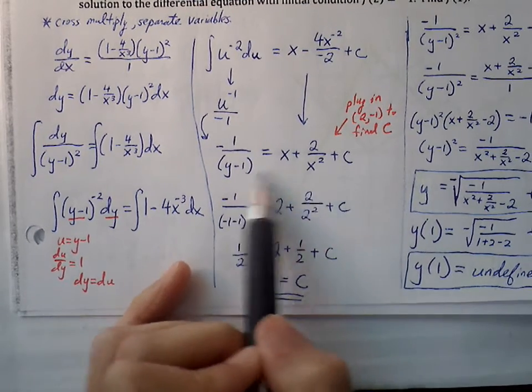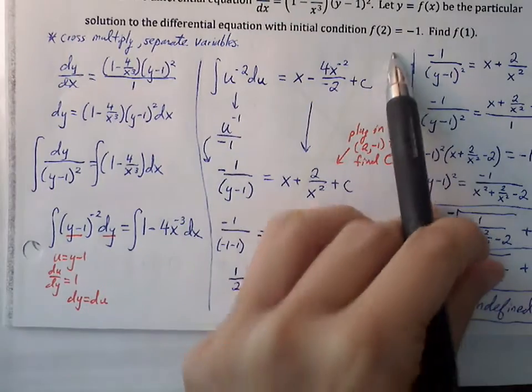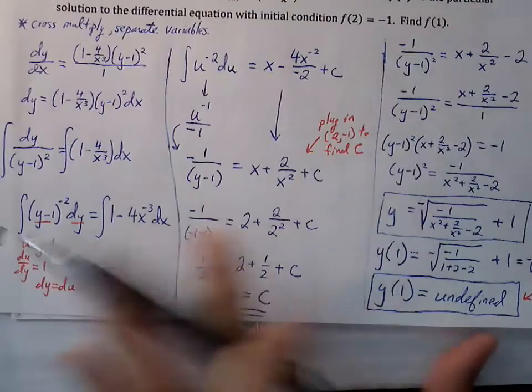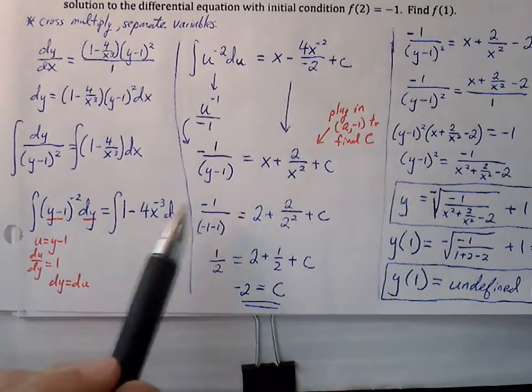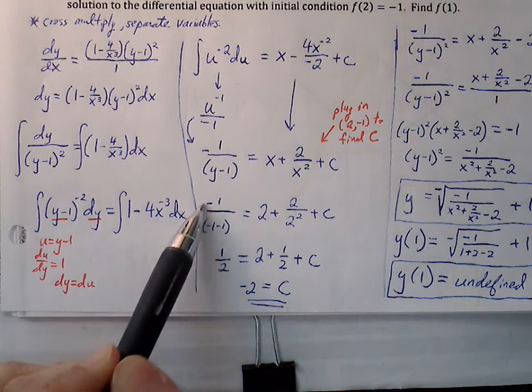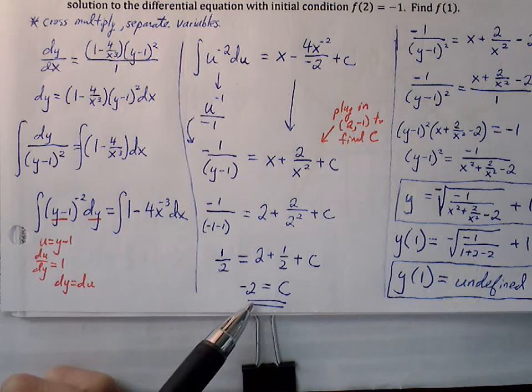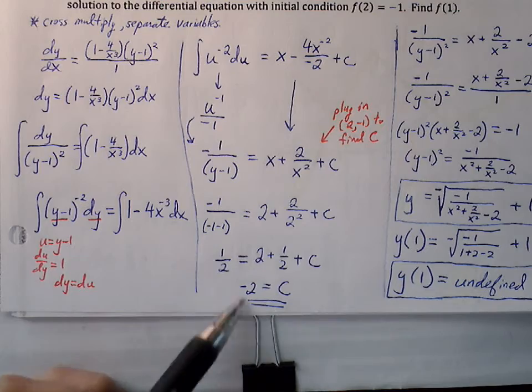Once everything's in terms of x and y, I'm going to plug in my ordered pair 2, -1, which is the initial ordered pair given to us. 2 plugs in for x, -1 plugs in for y. We clean this up, and we get positive 1/2 is equal to 2 plus 1/2 plus c. We get c equals -2.